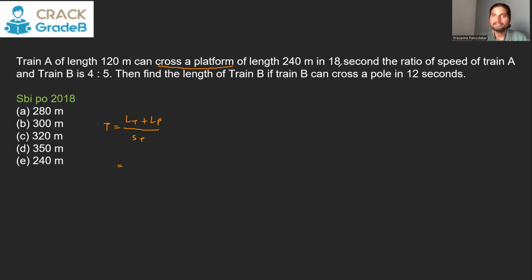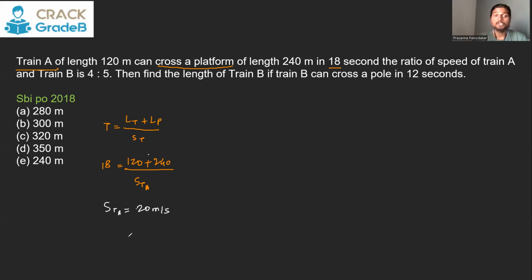So time is given, so just write time as 18 seconds. Length of train is given, 120. Length of platform is given, 240. So we can calculate the speed of train, and that will be train A. Speed of train A is going to be easily 360 upon 18, that is 20 meters per second.